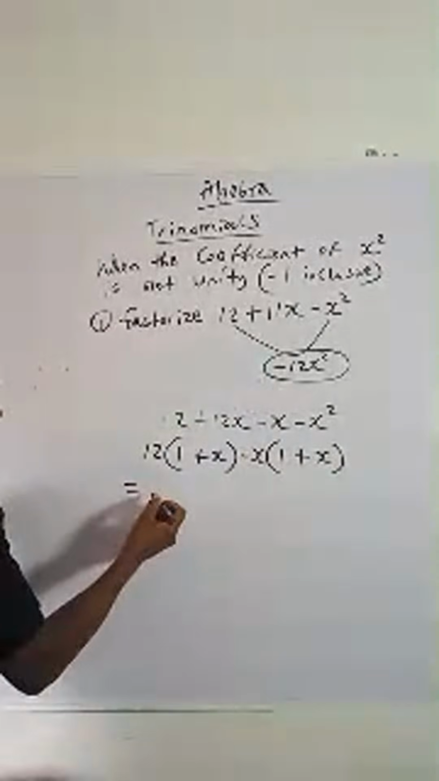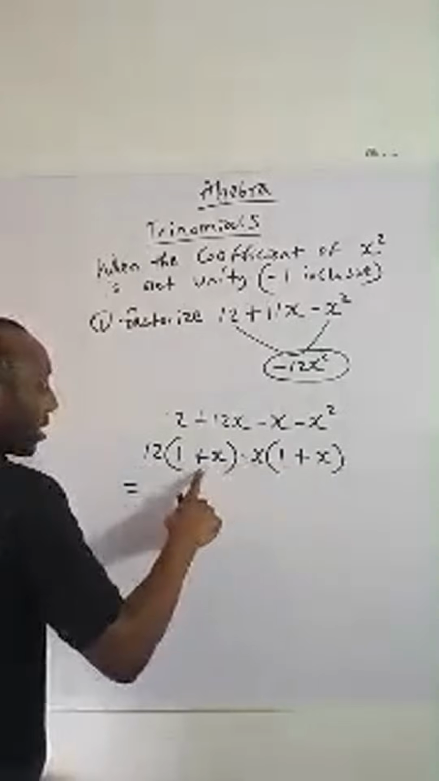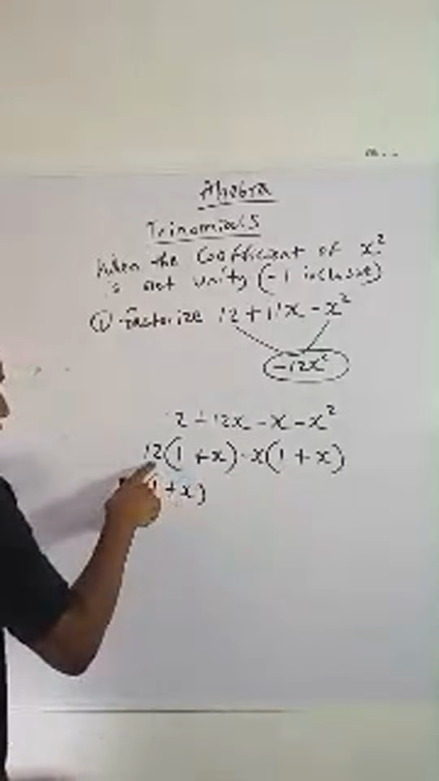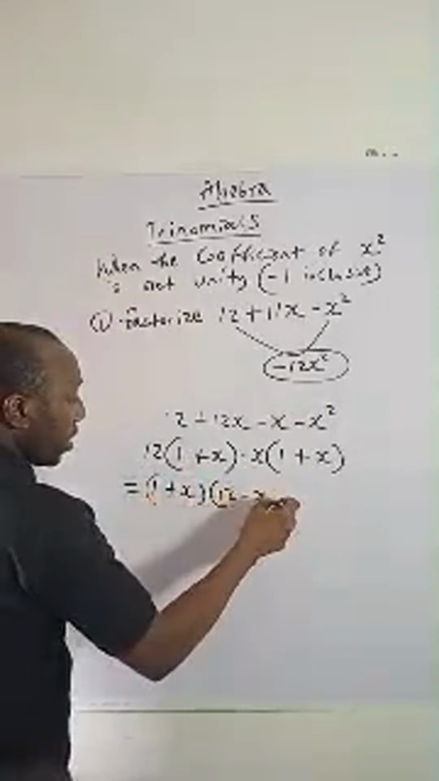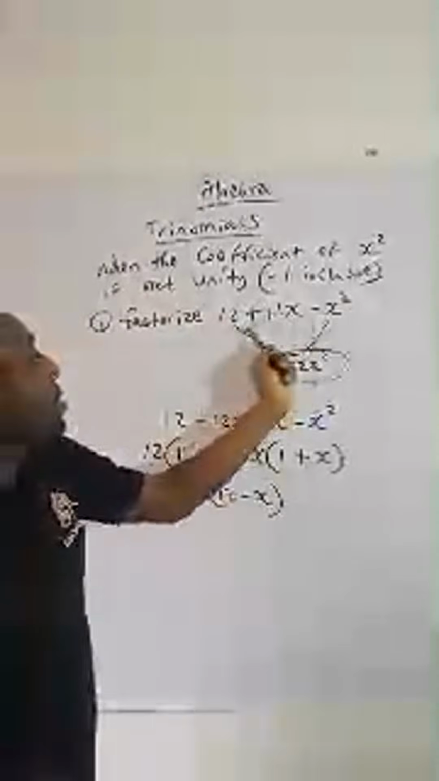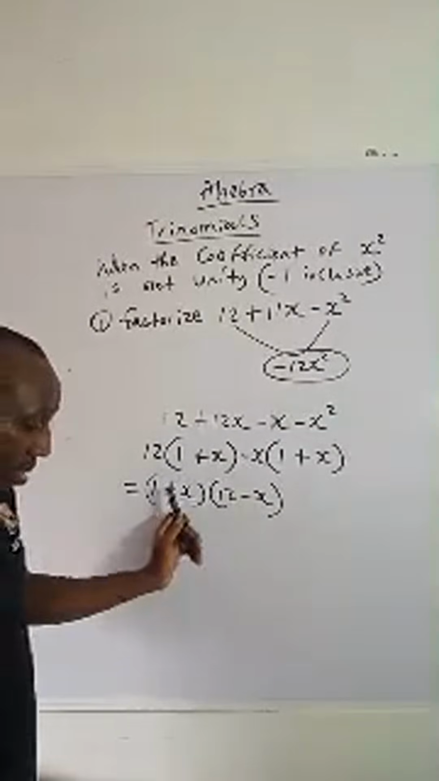So I'm going to have what? 12 or 1 plus x. See, it's common. Let's factorize this again. So 1 plus x, and then what? The one outside: 12 minus x in bracket. So this is the result we get when we factorize this trinomial. We have 1 plus x in bracket and 12 minus x in the bracket. Is that okay?